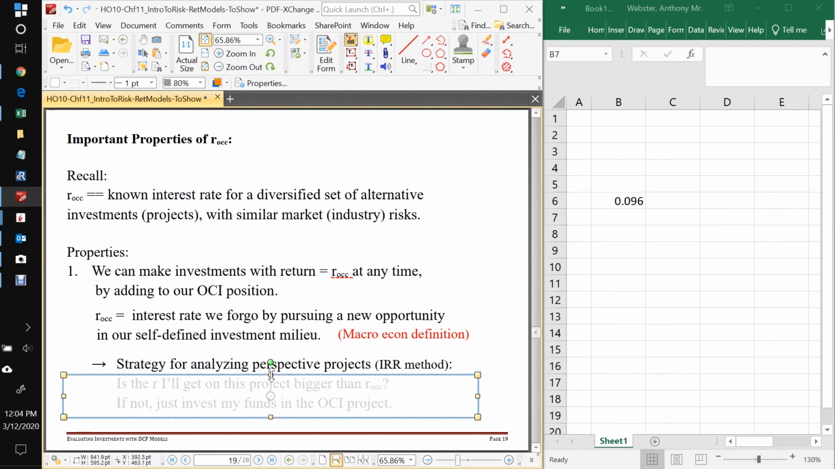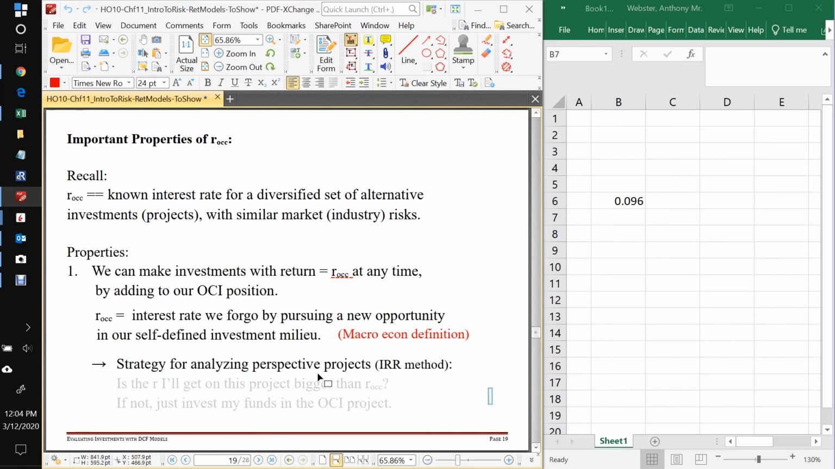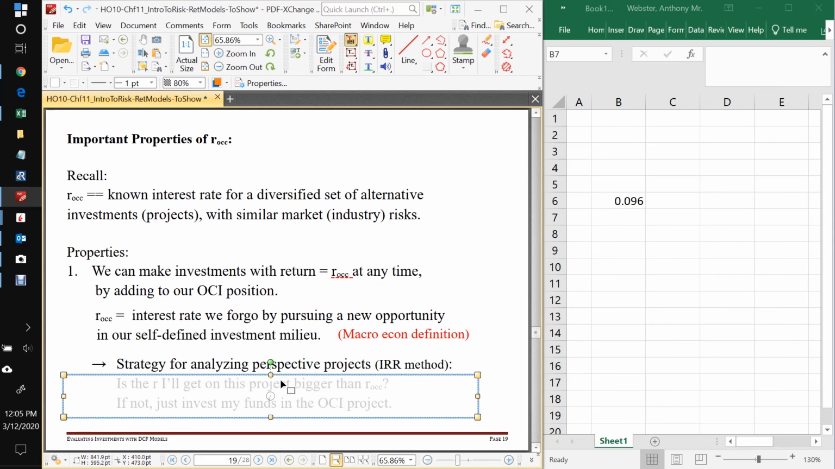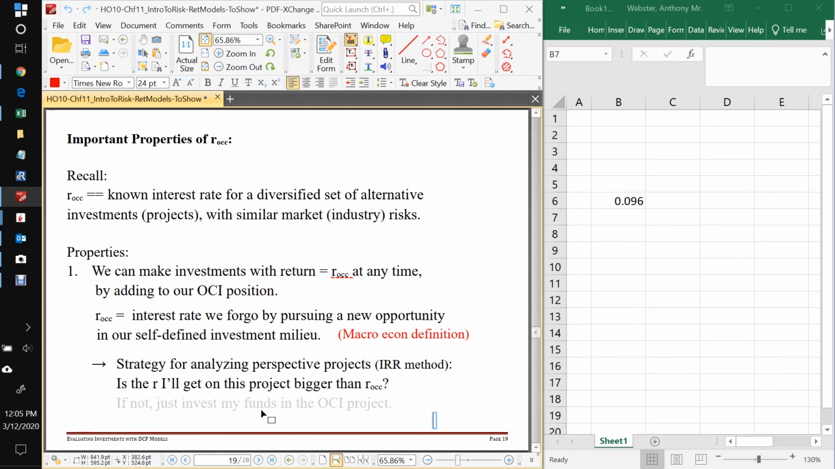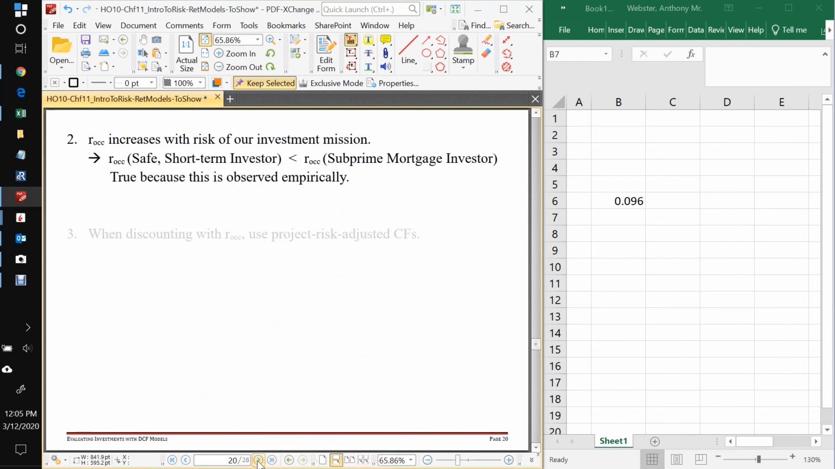So this suggests to us a great strategy for analyzing prospective projects, which we're going to call later the IRR method. But here's how it would work. It's very simple, okay? We ask ourselves the question, is the R I'll get on this project I'm considering bigger than my opportunity cost of capital? And if the answer is no, then if I have 100,000 to invest in this project, I'll just put that 100,000 to work in my opportunity cost investment project. And that would work extremely well.